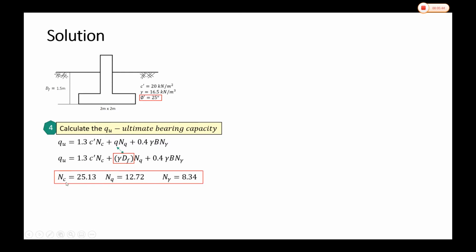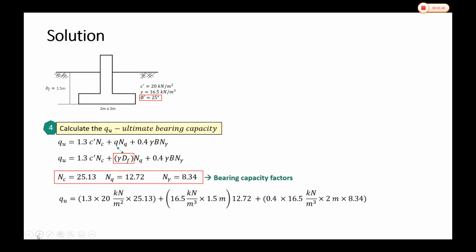Now we already have all the bearing capacity factors, so we can complete the calculation. So we just substitute the value. So 1.3 is here. And then we have the C cohesion. This is the C cohesion. So we have 20 kilonewton per meter square. And we have the NC here.